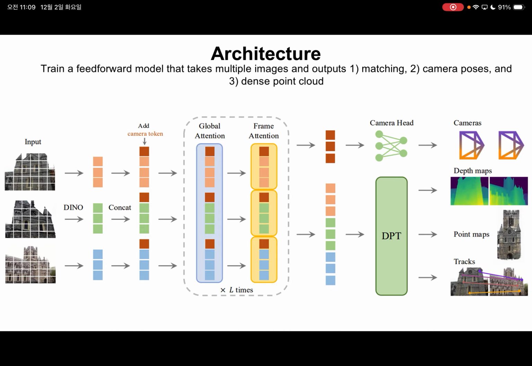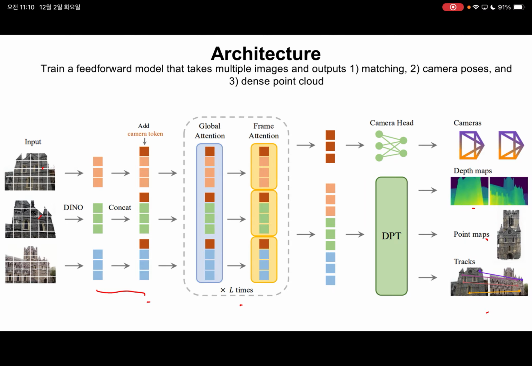And this shows the architecture of VGGT. So the input images go through tokenization and transformer attention. Multiple images are tokenized and then passed to the transformer, which outputs the camera pose, depth, point cloud, and feature matching. On the architecture side, personally, I'm not very interested in it.